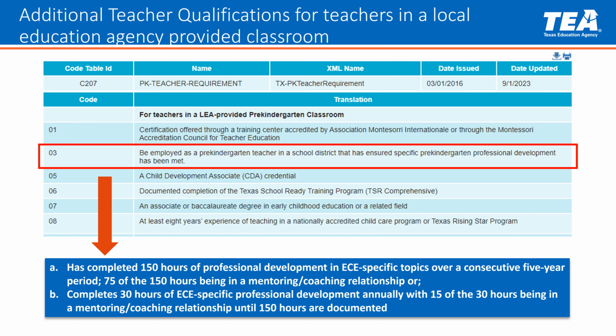This data element is titled the Pre-K Teacher Requirement, and the code table ID is C207. A code should be selected for each pre-kindergarten teacher. It should be noted that code 03 should be used for teachers who have either completed the 150 hours of professional development with 75 of those in a coaching relationship, or teachers who are completing the professional development and coaching hours annually. The additional teacher qualifications reflected on this slide and the next include the changes enacted by House Bill 2729 in the 88th Texas Legislature, effective September 1st of 2023.